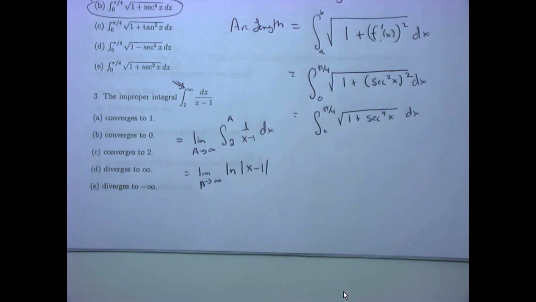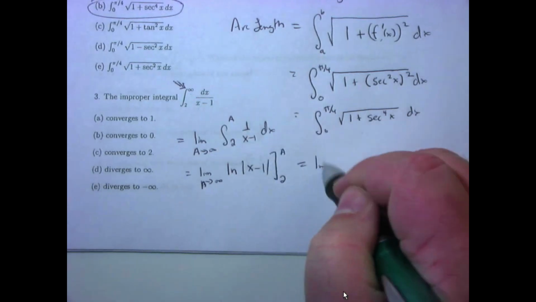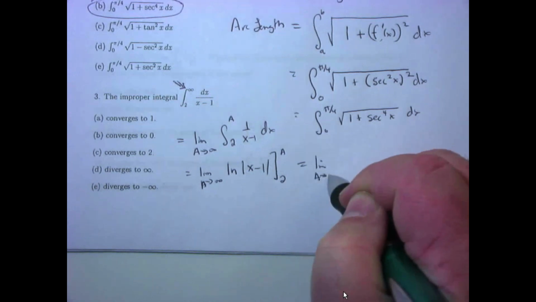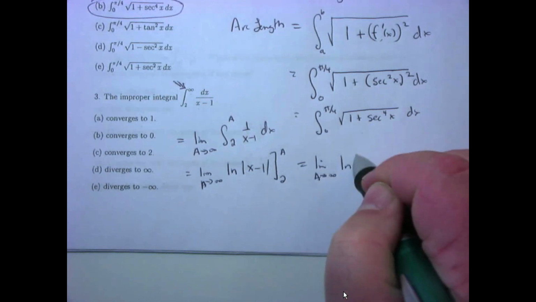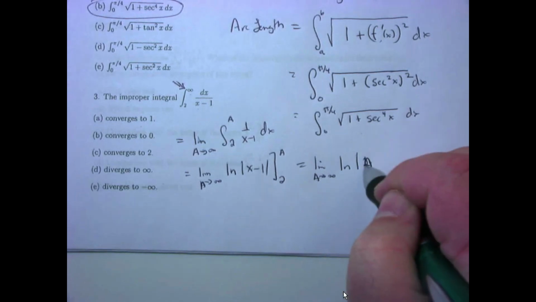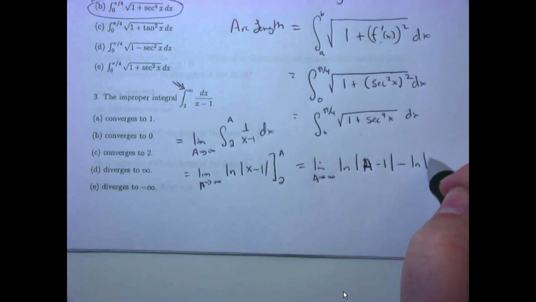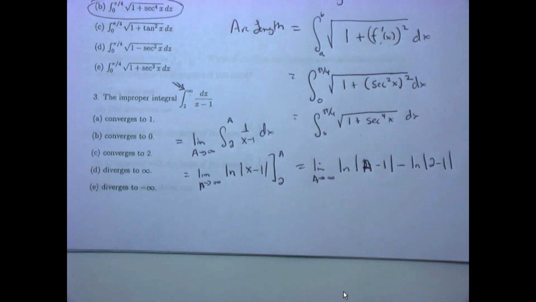You didn't have to use a column. The u substitution in your head. If you needed to write it out, don't worry, you got 3 hours. Knock yourself out. Write it down. But this is something you should be able to do in your head. With bounds from 2 to a, this is equal to the limit as a approaches infinity of the natural log of the absolute value of a minus 1, plug in top, minus the natural log absolute value of 2 minus 1.